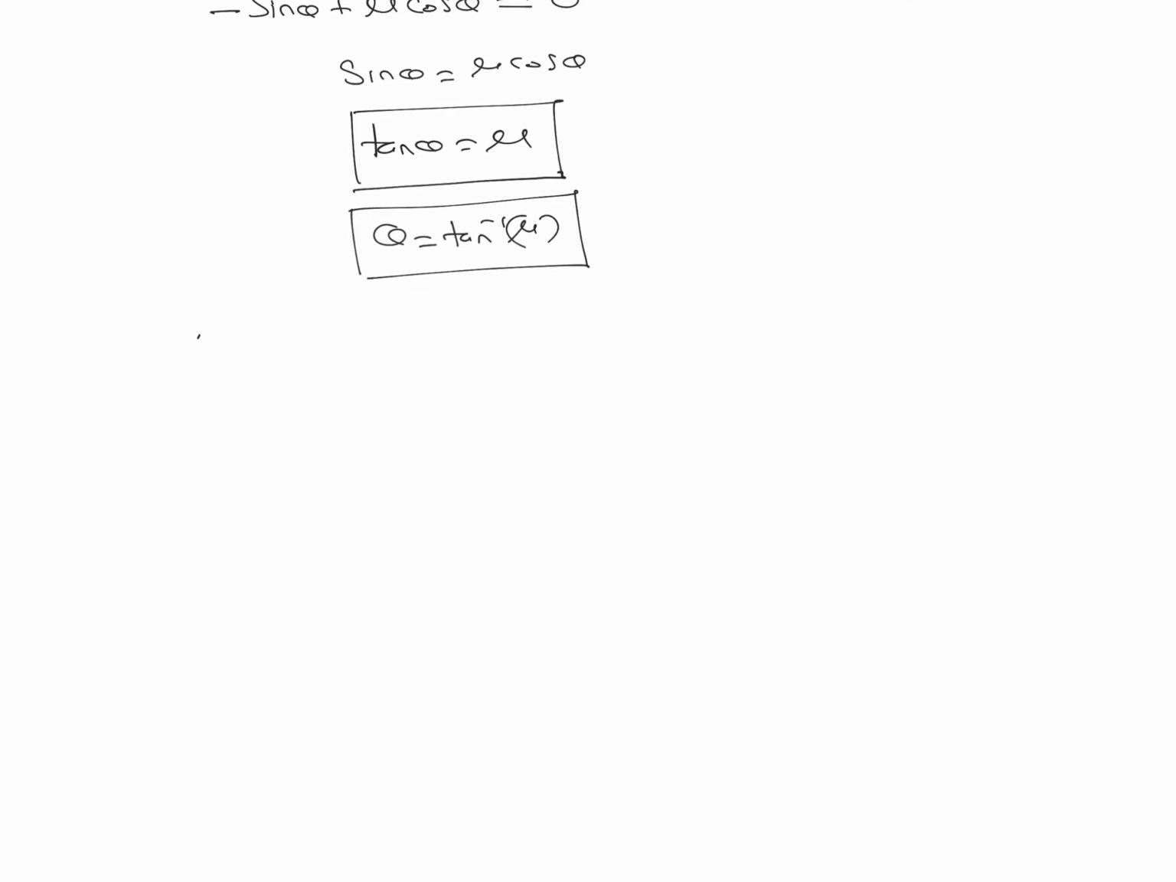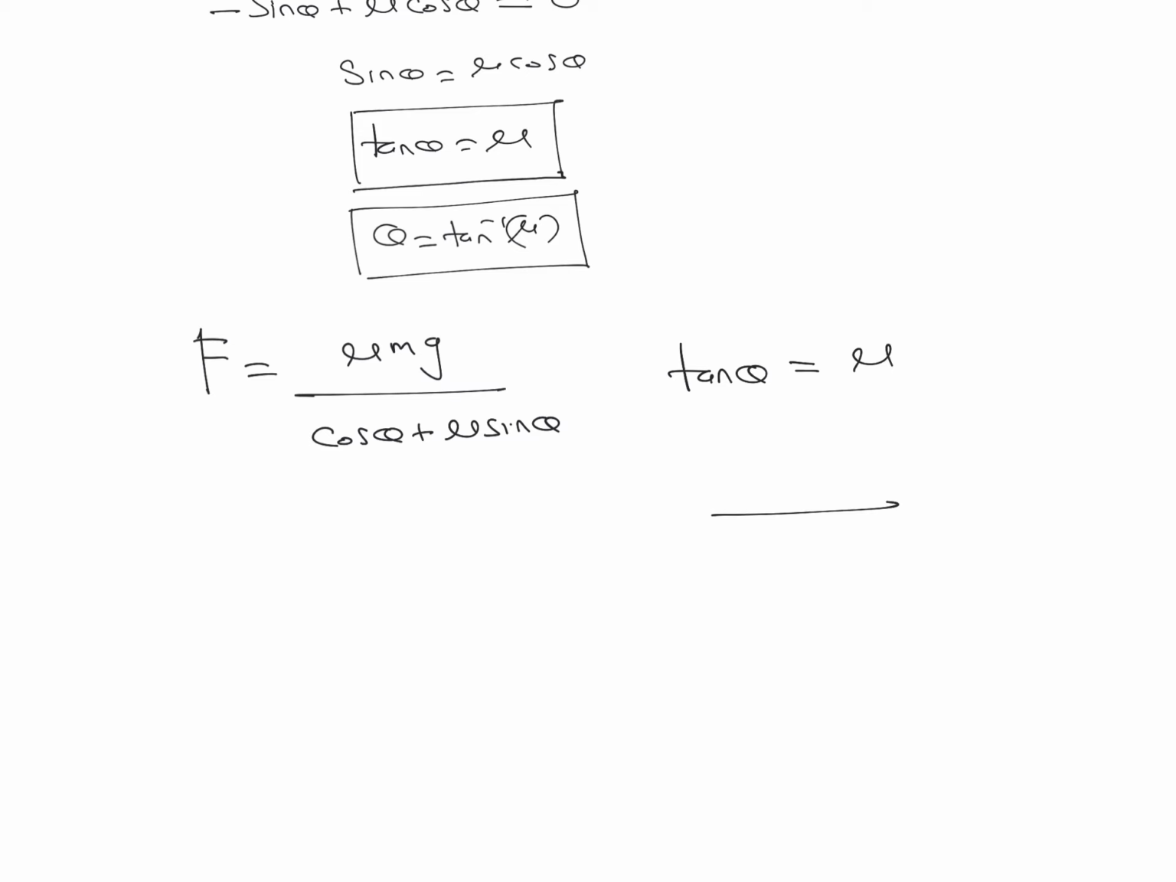So in the equation of force, that was mu mg divided by cos theta plus mu sine theta, we can take tan theta equal to mu. So that is the condition for minimum force. As tan theta is equal to mu, we will be able to draw a right angle triangle. If this is theta, then this is mu and this is 1, as tan theta is mu by 1 or mu. So this hypotenuse is going to be under root of mu square plus 1.